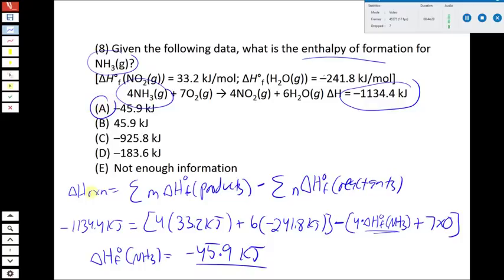All right. So we can use this equation up top to often find the delta H for a reaction when we know the delta H's of formation for all the products and reactants. In this case, though, we do not know one of the delta H formations, so we're going to solve for that as our unknown. Any questions on this one?